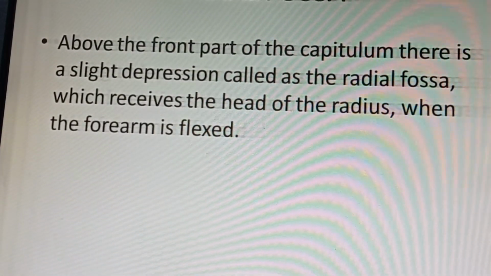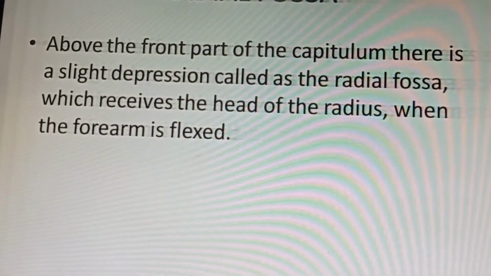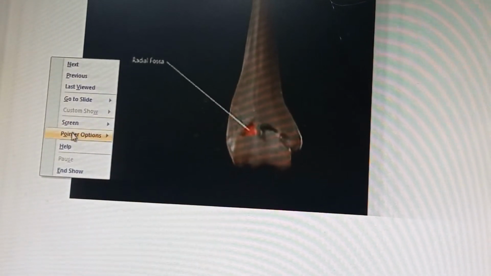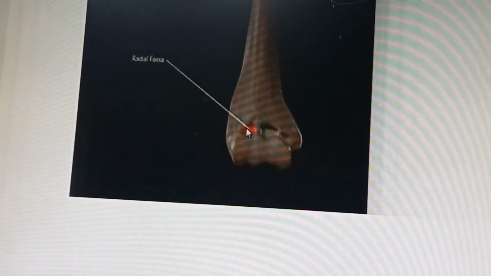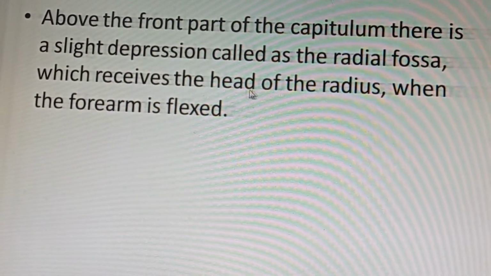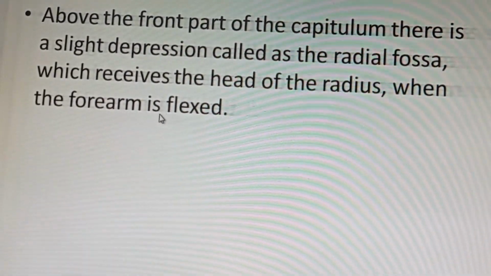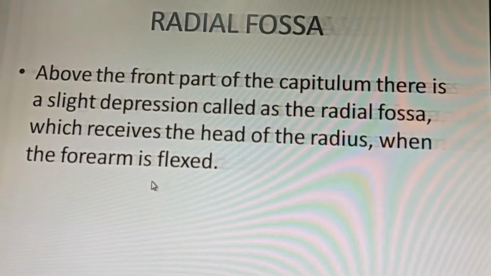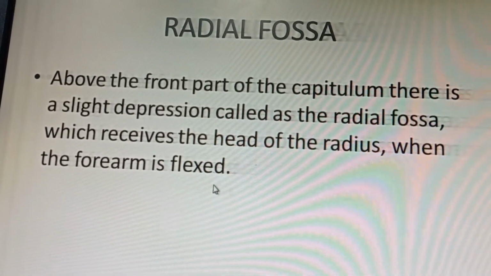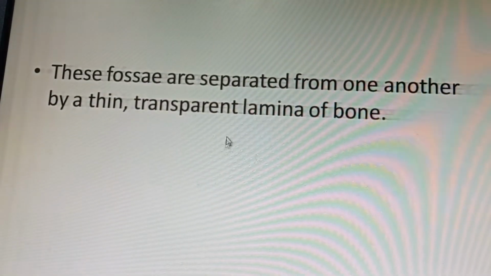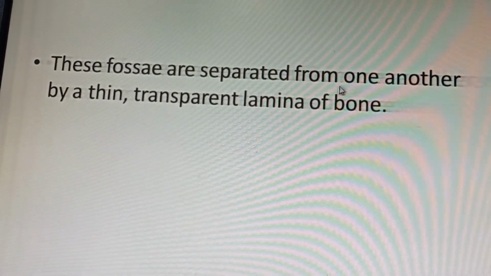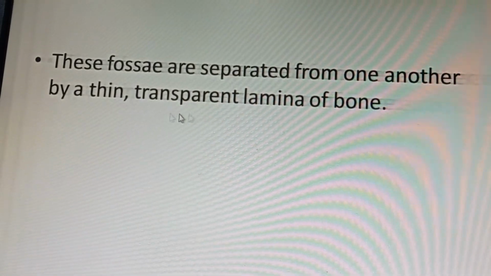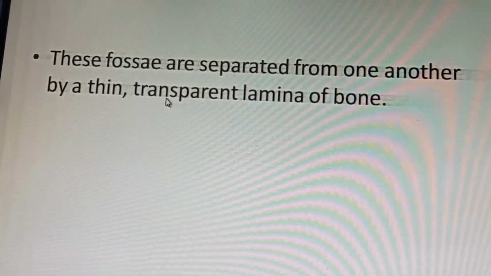Above the front of the capitulum, there is a slight depression which we call the radial fossa. It receives the head of the radius only when the forearm is flexed. Flex means bent. These fossae are separated from one another by a thin lamina of bone.